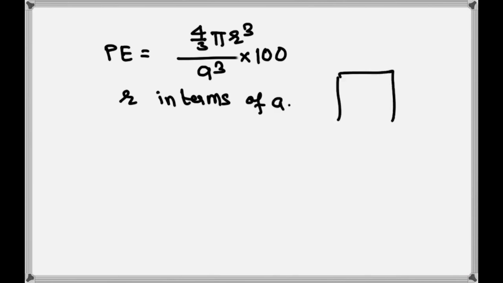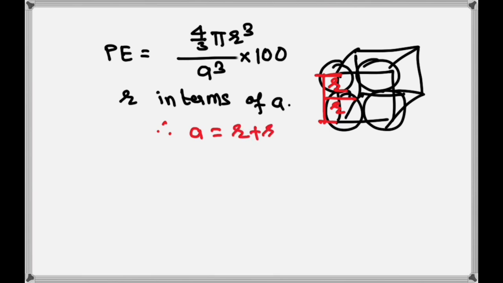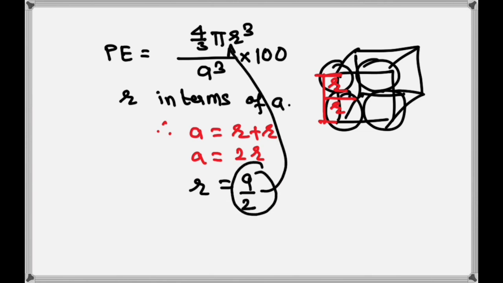Now if you see the simple cubic unit cell, you can easily find out that each corner has one atom and they are touching each other. So the edge length here is equal to r plus r, that is the radius of the atom. Therefore a is equal to r plus r, or a is equal to 2r. That means finally r is equal to a/2. Now substitute this value of a/2 into this equation. Let us see what happens.